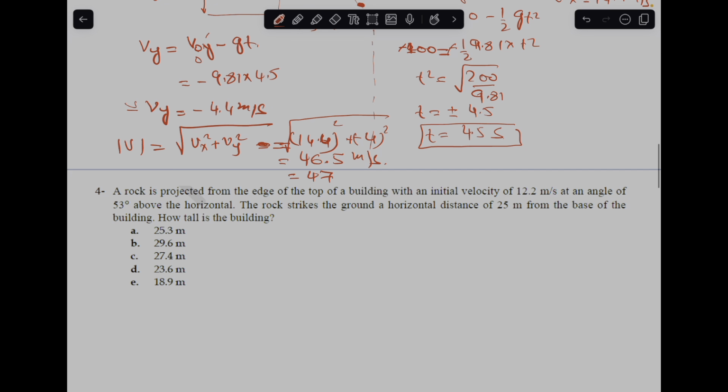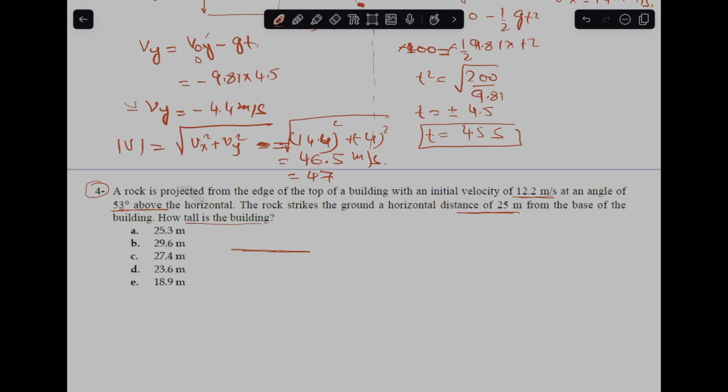Now in problem number 4, a rock is projected from the top edge of a building with initial velocity 12.2 meters per second at an angle of 53 degrees with the horizontal. The rock strikes the ground at a horizontal distance x from the base of the building. We wanted to know how tall the building is. So it's a similar problem to the previous problem.